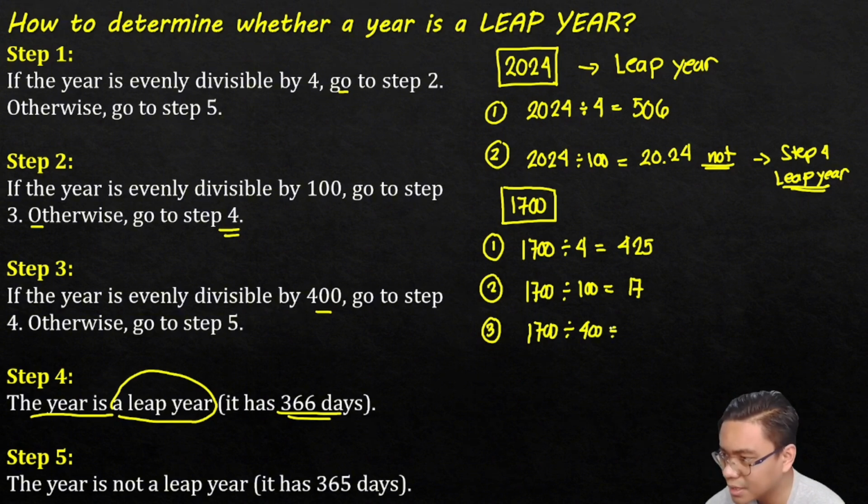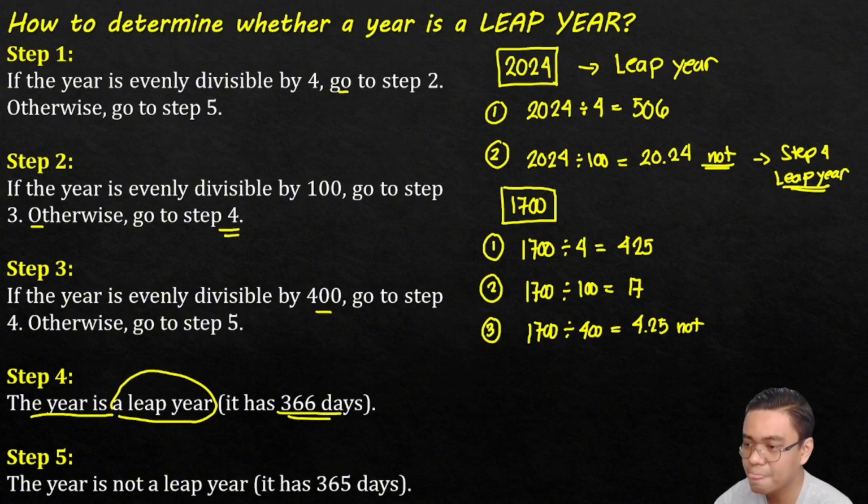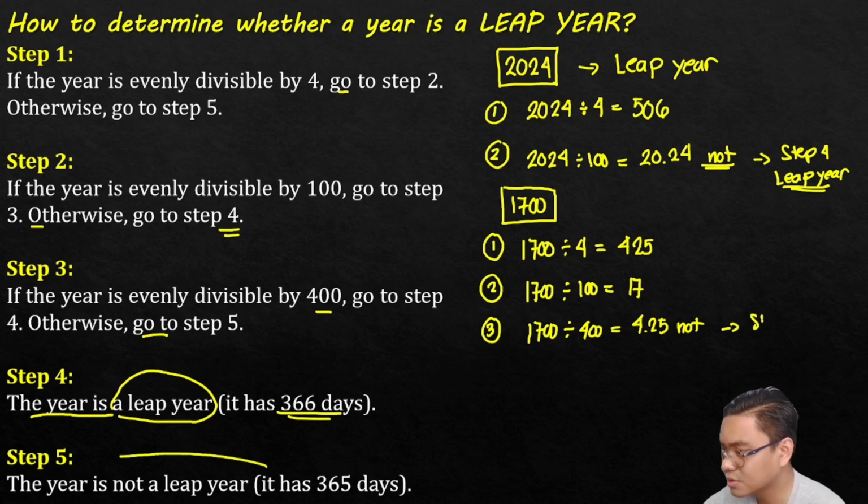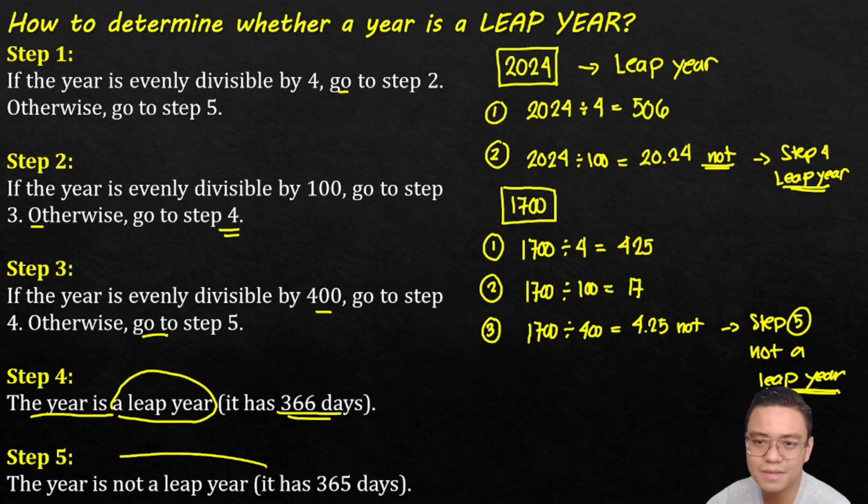Ito naman, tignan natin, no? Divisible by 400, di ba? So, check natin if it is divisible by 400. Okay. So, that would be 1700. I-divide natin to sa 400. That is 4.25. Not divisible. So, not siya. Go to step 5. It is not a leap year. Oh, not a leap year. So, step 5, not a leap year. Okay? It's not a leap year.